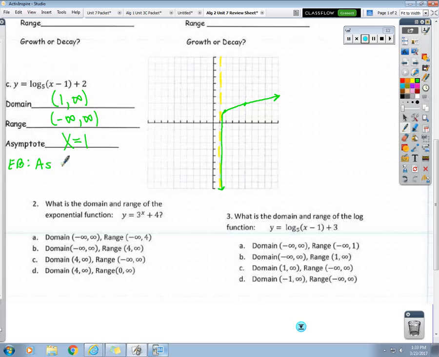As x approaches infinity, what does f of x approach? Infinity. As x approaches negative infinity, what does f of x approach? Nope. Okay, let me say it in different words. As you go right, you go up. But as you go left, you end up going down forever, so negative infinity.